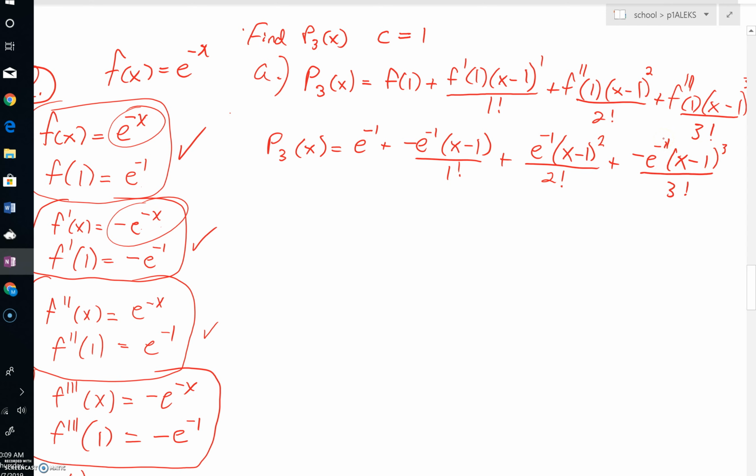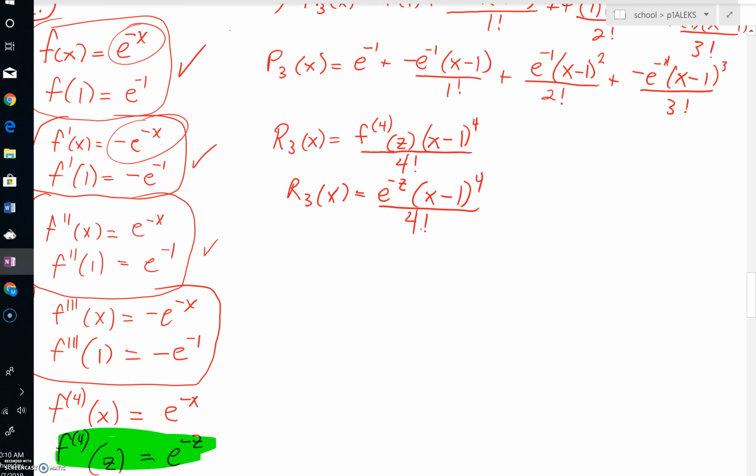While we're at it, we might as well find the remainder R3 of x. This is our error bound, our Lagrange error bound. How do we deal with it? Well, we go one step beyond where we stopped. It's the fourth derivative evaluated at z. And here we'd have x minus 1 to the fourth all over 4 factorial. But this time, like I had said earlier, this error bound is going to be e to the negative z, and then we have x minus 1 to the fourth all over 4 factorial.